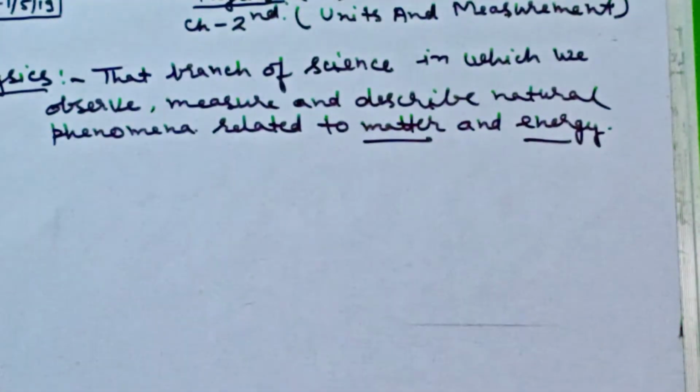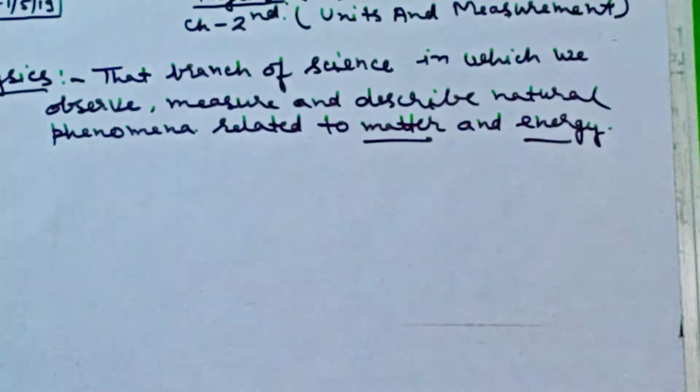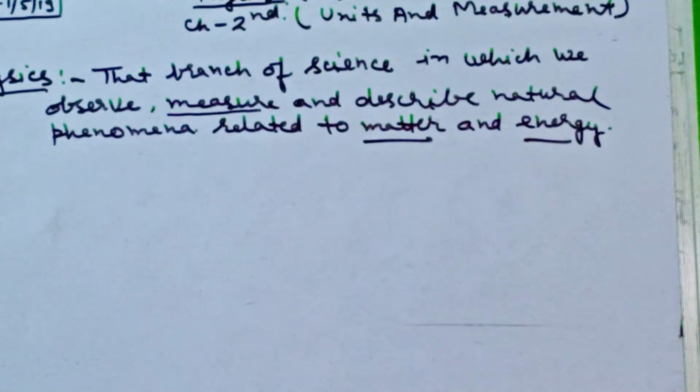Matter and energy. As you know, each and every substance in this universe which occupies space and has mass is considered matter, and if there is energy accompanied with the matter, then it gives rise to certain natural phenomena, and those natural phenomena are considered in physics. Matter and energy need to be measured in certain units, so we observe the measurement, because without measurement we can't know that quantity.